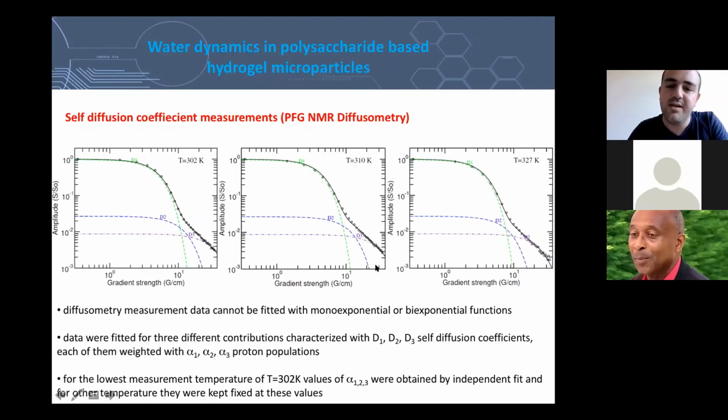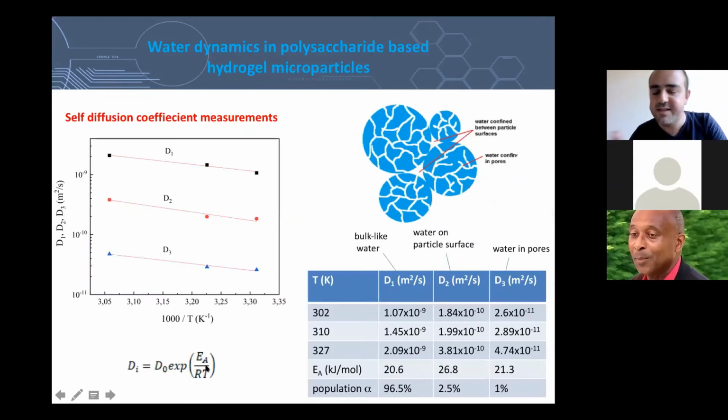D2, and D3 self-diffusion coefficients, where each of them is weighted with alpha 1, alpha 2, and alpha 3 weighting coefficients, which correspond to proton populations of each of the different water fractions. And actually for the lowest temperature, we performed an independent fit and obtained the alpha values, and for the rest of the temperatures, we assume that these proton populations do not change, and with this assumption, we fit the data at other temperatures. And these are the results.